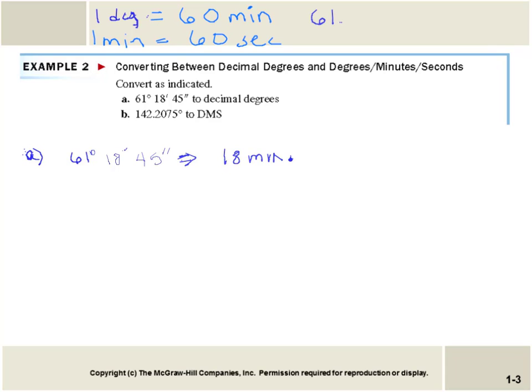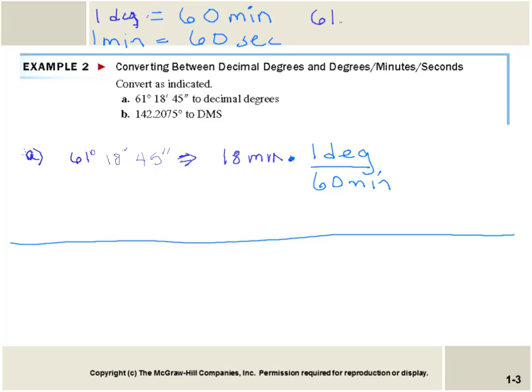Given that, we can take 18 minutes multiplied by 1 degree equals 60 minutes. Why do I do that? What I'm basically doing is converting. For those of you who don't know what I mean, let's say I have 1 foot and I want to convert to inches. I would multiply by 12 inches over 1 foot, right?